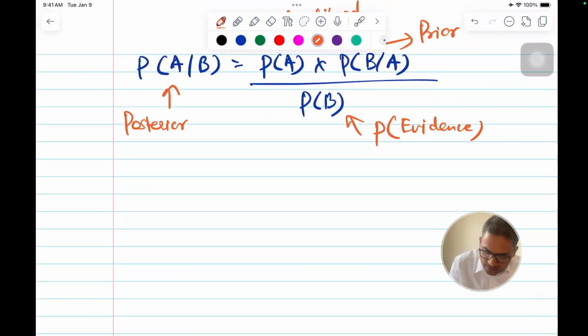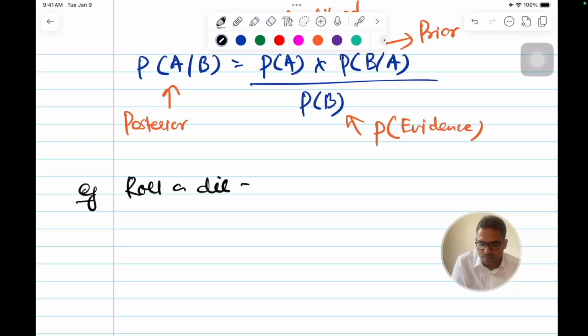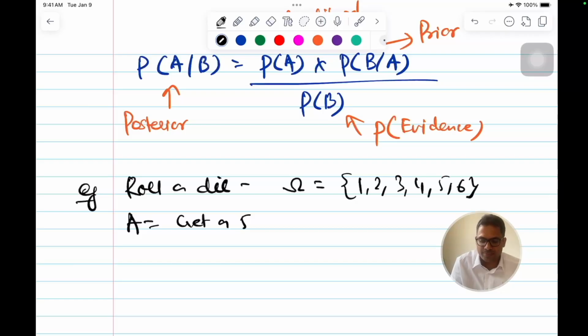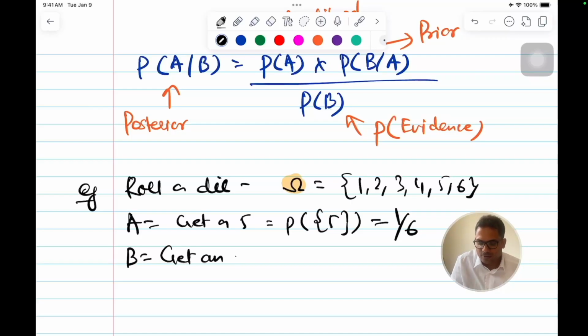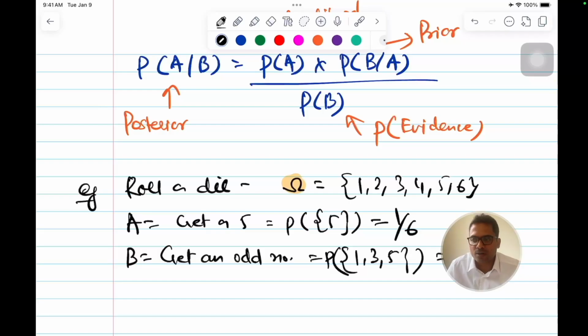So again, an example would be, for example, we roll a die and my A is get a 5. So my sample space would be 1, 2, 3, 4, 5, 6. Now you should be comfortable: sample space is denoted by omega, and A is get a 5. So P of getting a 5 will be 1 by 6, and B would be, same thing, get an odd number. So this will be the probability of getting either 1, 3 or 5, and this will be half, because half of the numbers are odd numbers.